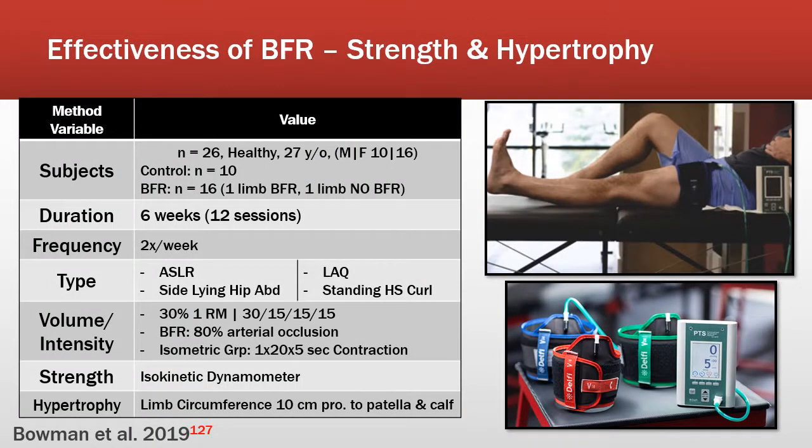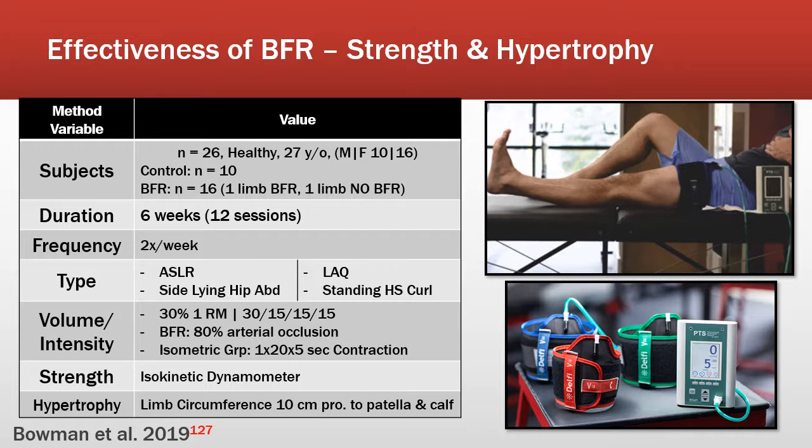Okay, so first study, Bowman, 2019, a very recent study, with 26 healthy individuals, a relatively even split between males and females. The controls were 10, the BFR group was 16, one limb BFR, one limb no BFR. They did it for 6 weeks, 2 times a week. The exercises were ASLR, side-lying hip abduction, long arc quad, and standing hamstring curls. The volume and the intensities are shown there. So 30% 1RM with a rep scheme of 30, 30 seconds rest, 15, 30 seconds rest, 15, 30 seconds rest, and 15. The blood flow restriction was 80% of arterial occlusion.